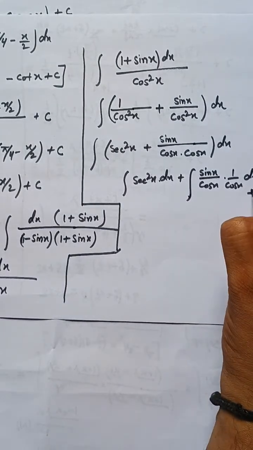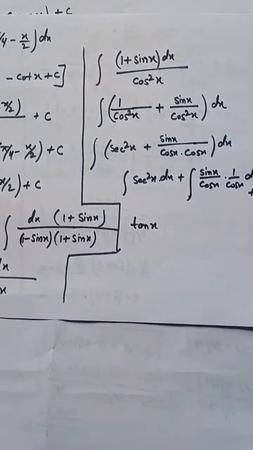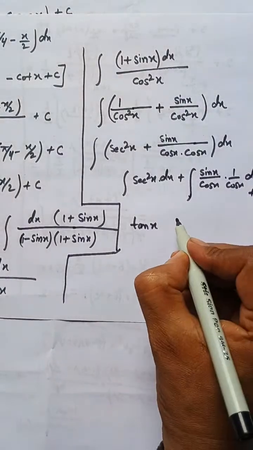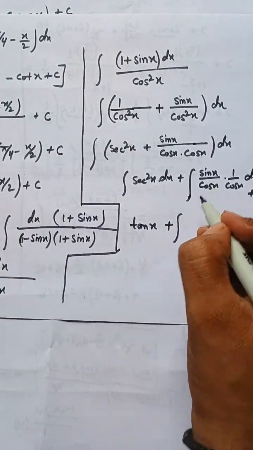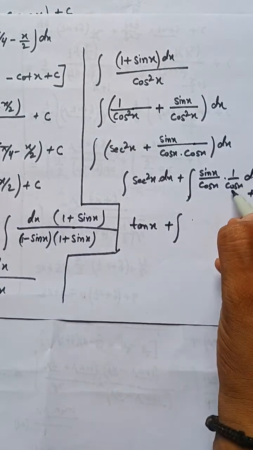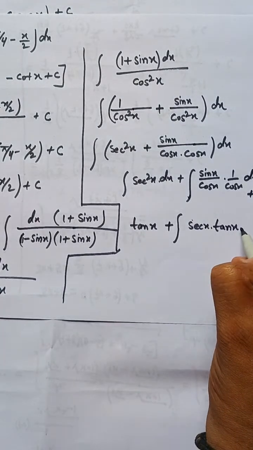So sec square x, integration of sec square x is what? Tan x. Very easy. And this will be integration of sin x by cos x, can be written as tan x, and 1 by cos x is sec x. So I'm writing here sec x into tan x. Easy way to write sec x.